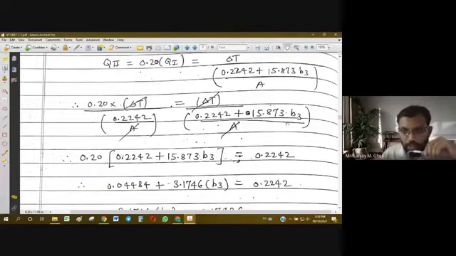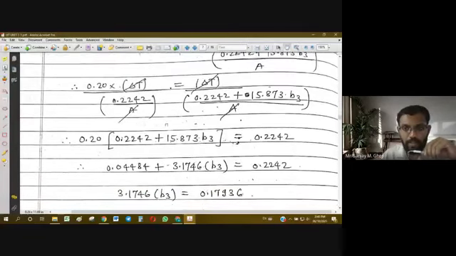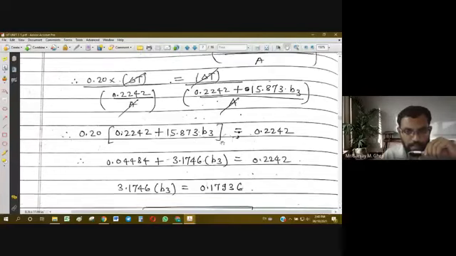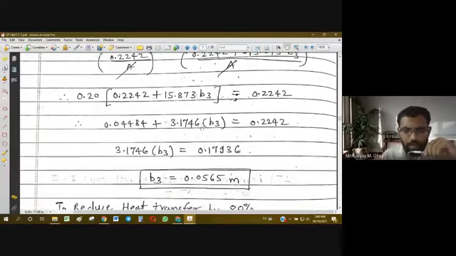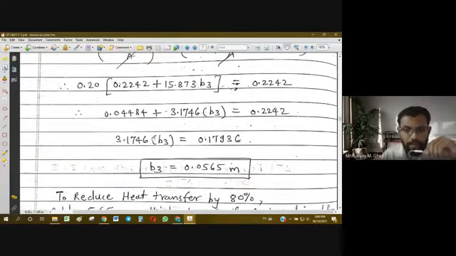So what remained in the equation is only the unknown B3. The only unknown we are left with is B3, and that is the required parameter in this problem. By cancelling out the common terms, we get this algebraic equation. We only have to cross multiply and rearrange the terms, and then solve for B3. Just go on making addition and deletion, and take the division here. So B3 you will get 0.0565 meter.